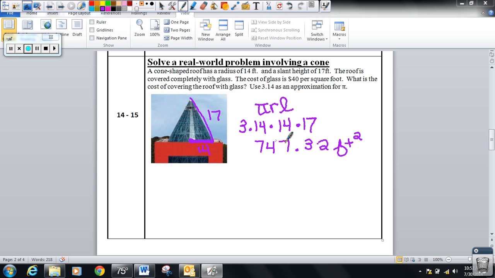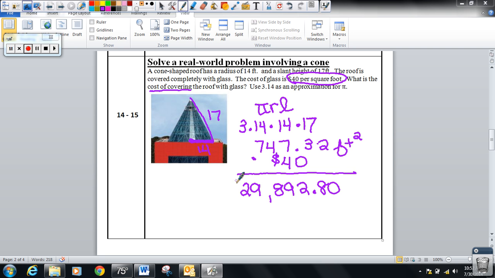I have to look at the question again. It doesn't ask me what the lateral surface area is. It says, what would be the cost of covering the roof? Well, it's $40 per square foot. So now I need to take this times 40 to get the total cost. So my total cost would be $29,892.80. Quite an expensive roof to cover with glass.